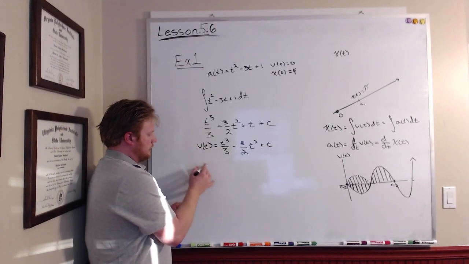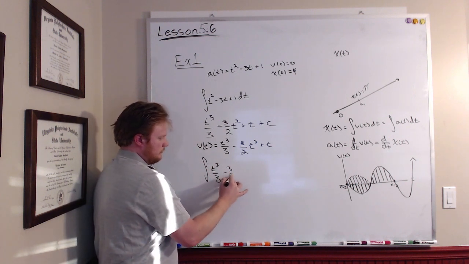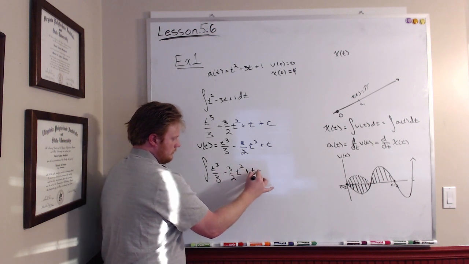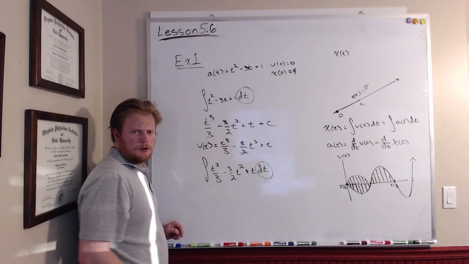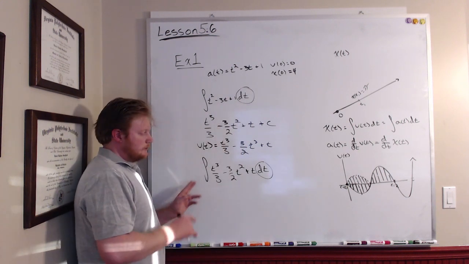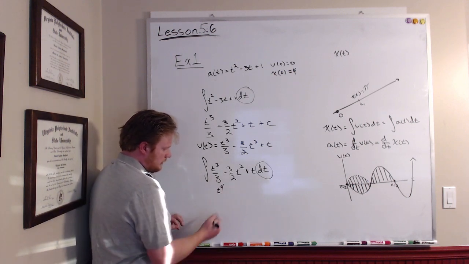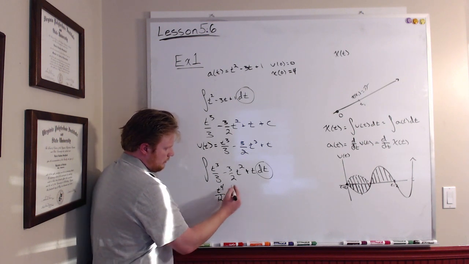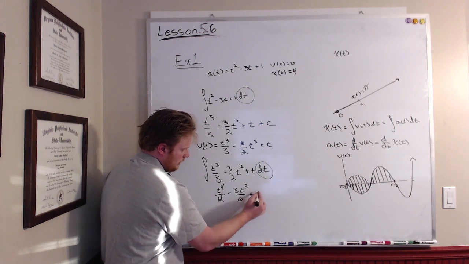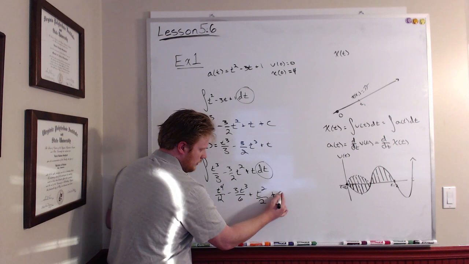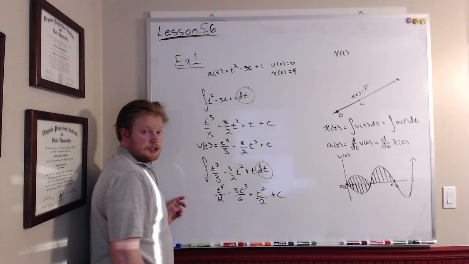All right, now let's get the position. So we're going to integrate velocity. Please don't forget the dt. That tells me what you're taking the integral with respect to. And without it, your integral is not right. So the integral here would be t to the 4th over 12 minus 3t cubed over 6 plus t squared over 2 plus c.